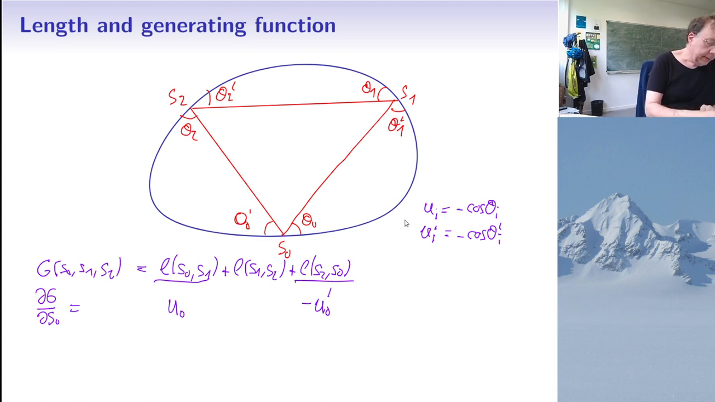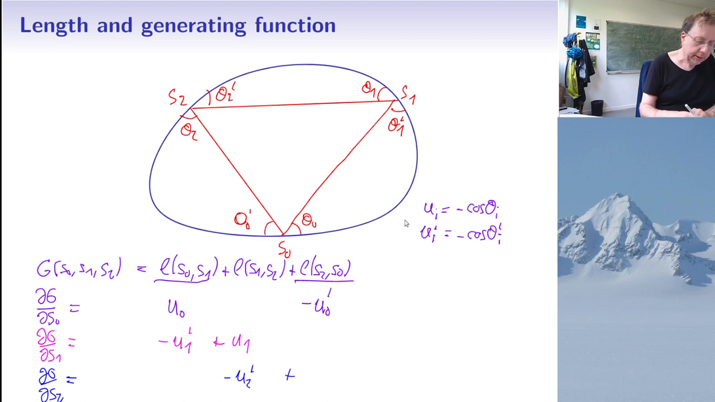In the same spirit, if I take the derivative with respect to S1, what I get here is minus U1 prime and plus U1. And finally, for S2, I get minus U2 prime and plus U2. So I've computed here all the partial derivatives of my generating function g.